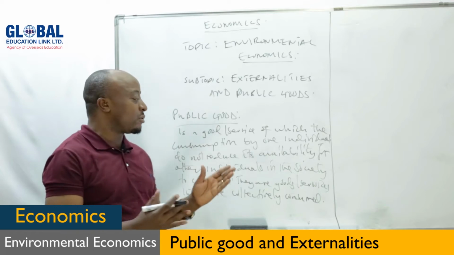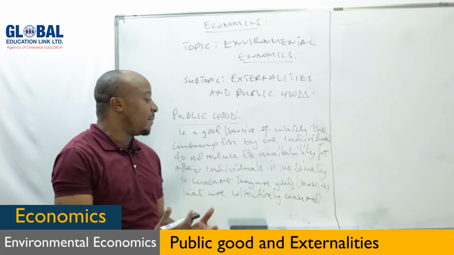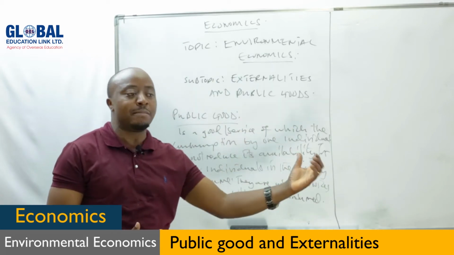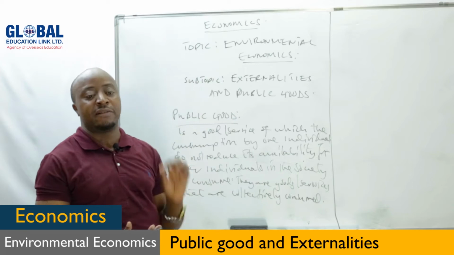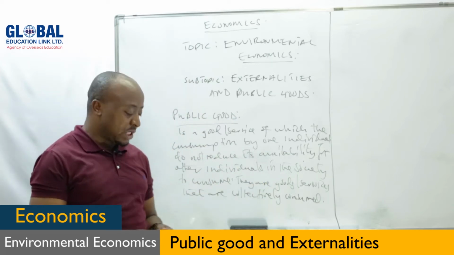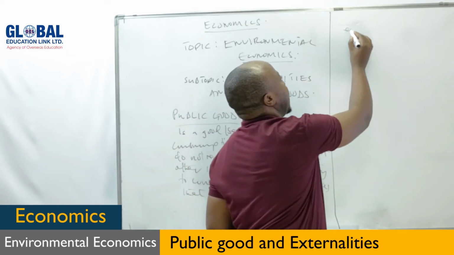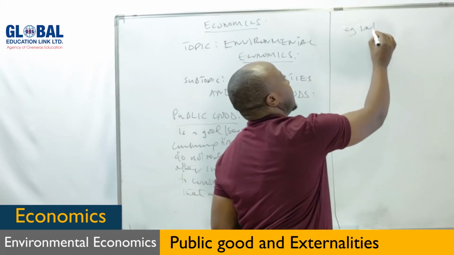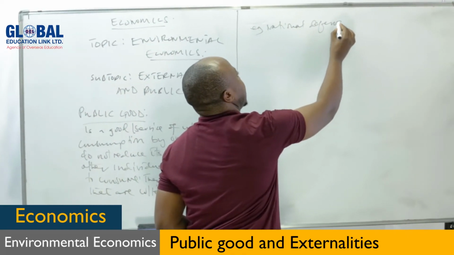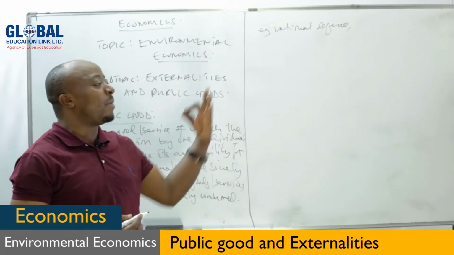There are some goods in the society which all of us use together, and when one individual is using them, that individual cannot reduce the amount of that good available to another individual. If we have such goods, then we say they are public goods. For example, goods like the national defense service. The national defense is an example of a public good.